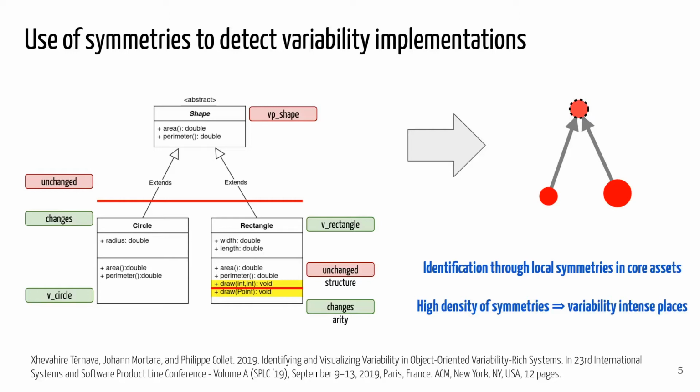By detecting symmetries, we are able to identify variability implementations. Hence, a high density of symmetries in some place of the code implies a variability-intense place. But what exactly is the notion of symmetry? Let me show you on an example.